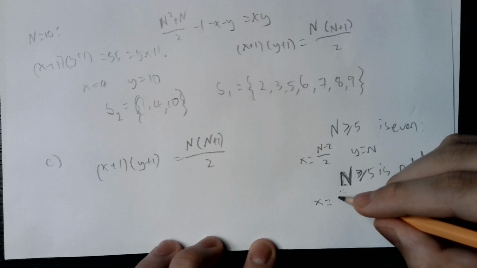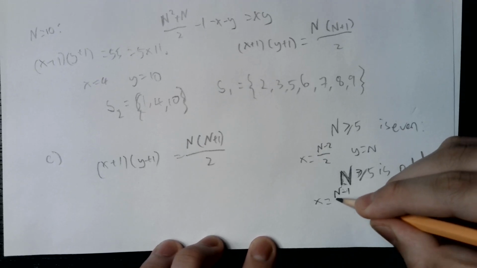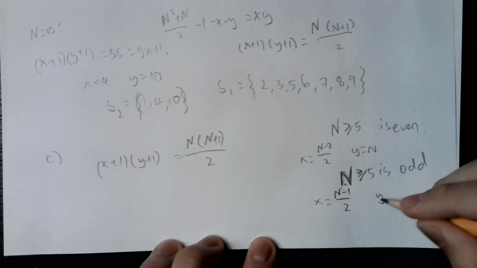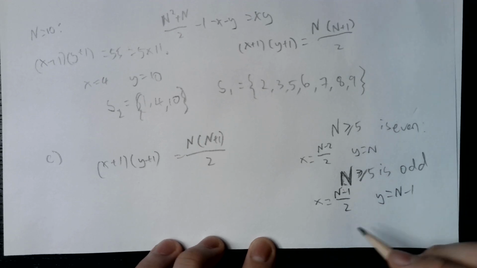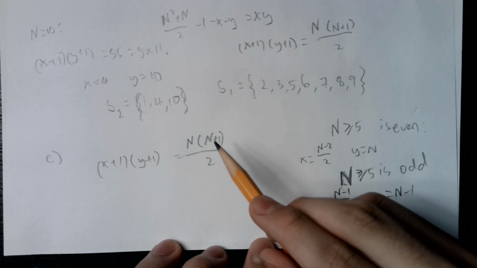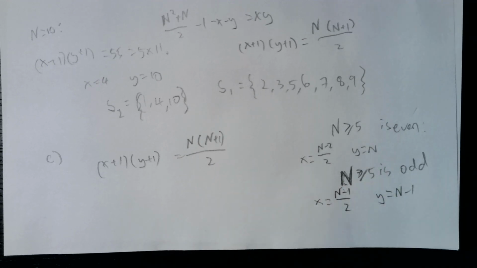So X here would be equal to N minus 1 divided by 2, and Y here would be equal to N minus 1, and if you plug in both of these, you'll see that they both equal N times N plus 1 divided by 2. So that's the answer for C. This is the proof.